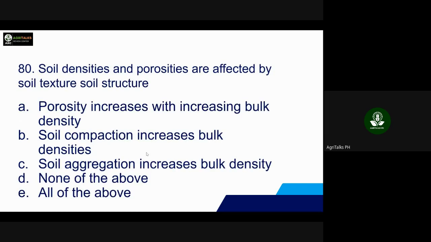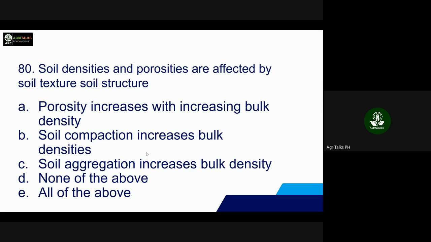Number 80. Soil density and porosities are affected by soil texture and soil structure. Which is correct? A, porosity increases with increasing bulk density. That's wrong. Kasi when the porosity is higher, the bulk density becomes lower. So mali po yan. Letter B, soil compaction increases bulk density.